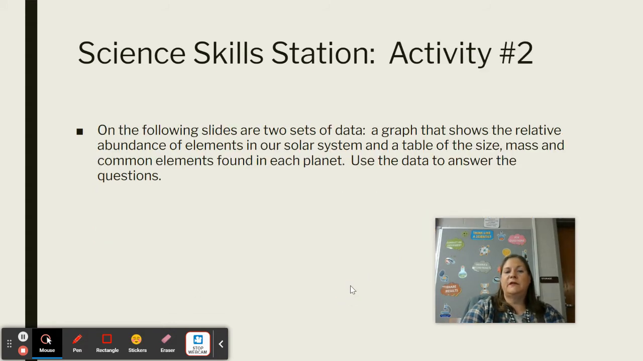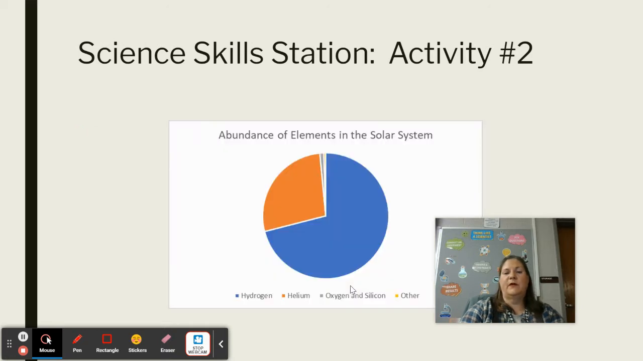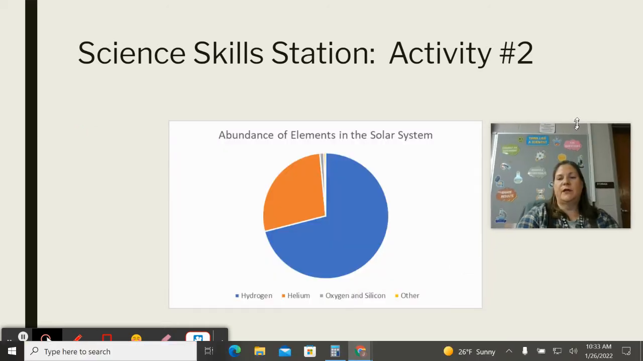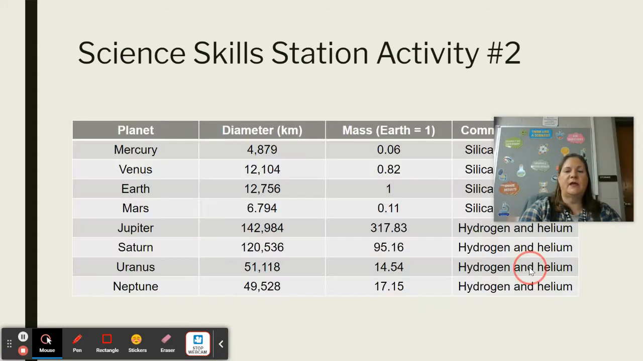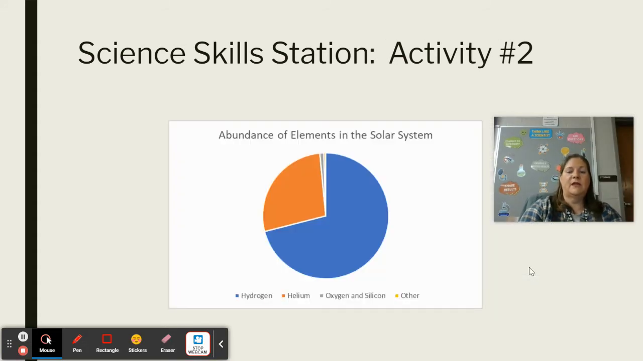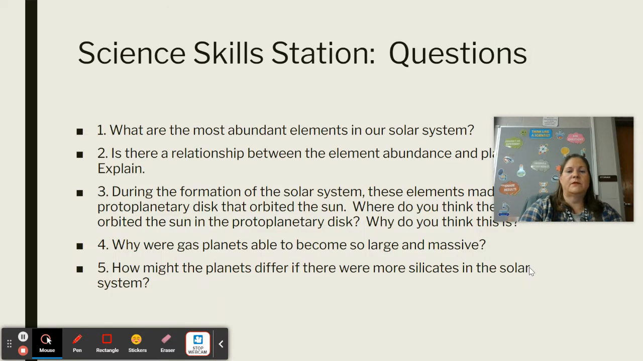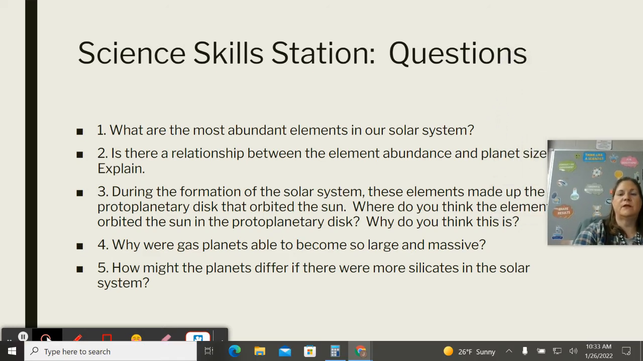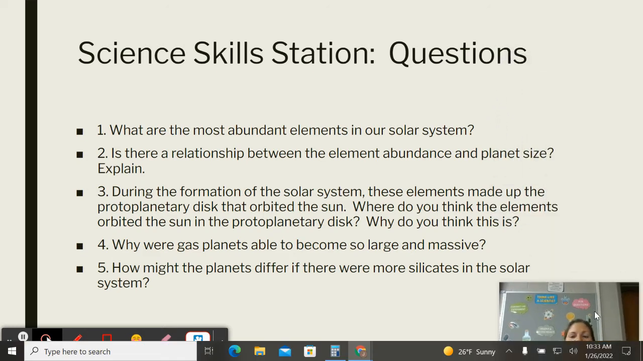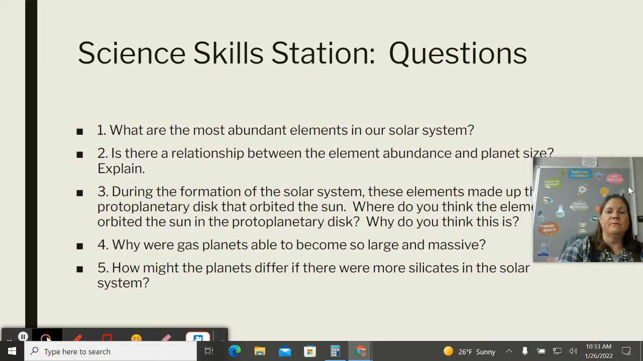The second activity is to use a graph to answer more questions. So the graph is provided. You're going to use that to answer the questions on the next slide. If you need to come back to this slide at any time, you can do that. So these are your questions about that first station.